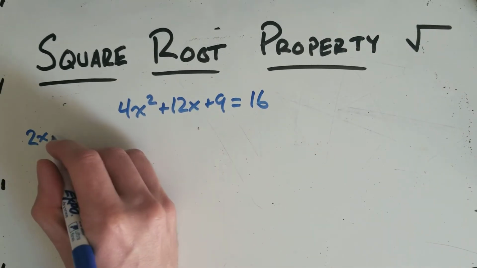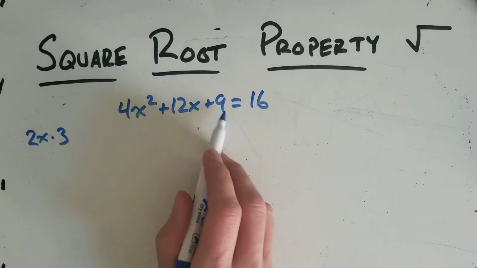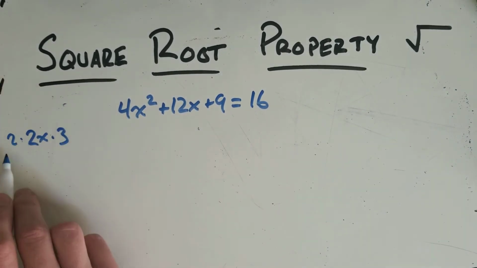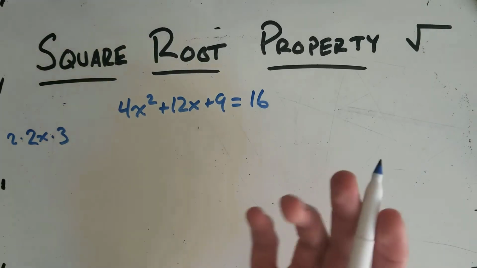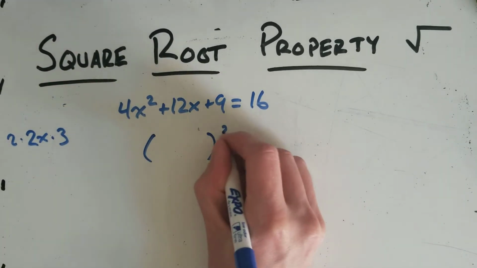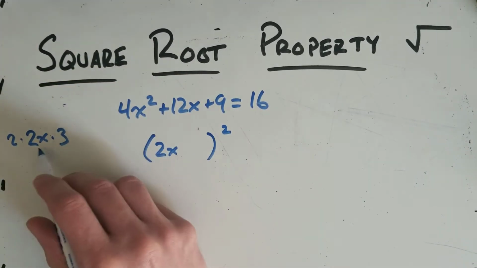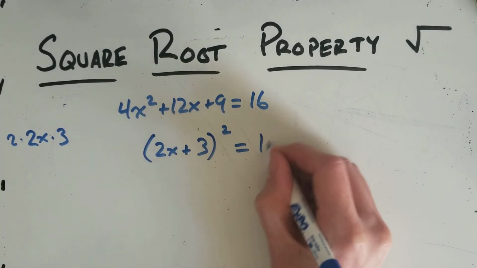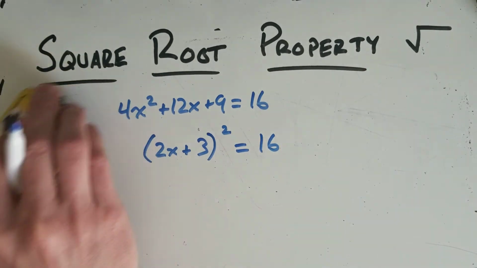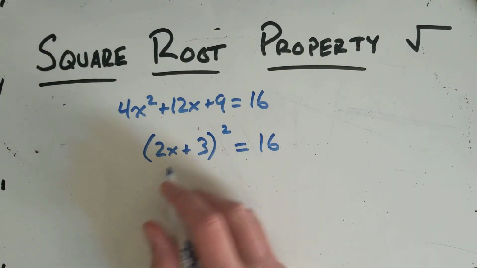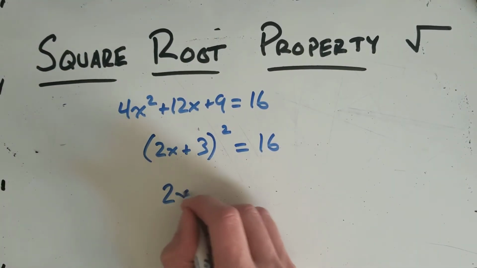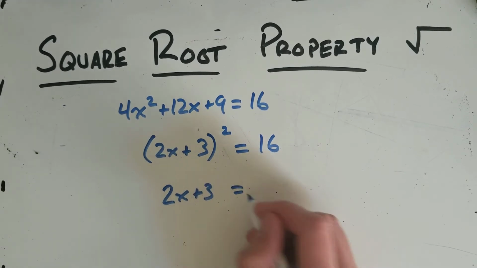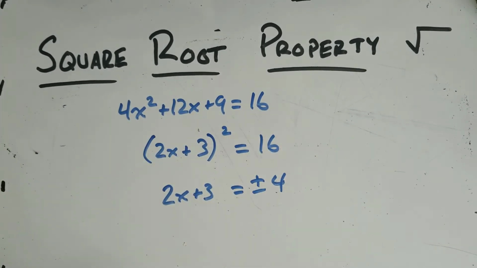Square root of this term would be 3. So these are both perfect squares, and if you do 2 times those 2 square roots, you get the middle term. So this is a perfect square, and it would be 2x, that's your a, plus your 3, and that equals 16. And now we can take the square root of both sides. So when you take the square root of the left, you have 2x plus 3. When you take the square root of the right, you have plus or minus 4.